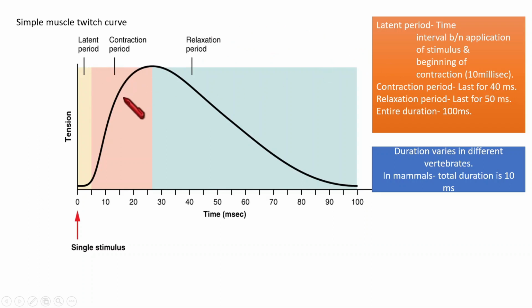After that, the contraction happens, the muscle contracts, and that period lasts for 40 milliseconds. And after that contraction comes the relaxation period, which is the longest period in the muscle twitch, and its duration is 50 milliseconds. The total duration of a muscle twitch can sum up to 100 milliseconds. This is the general concept. But that duration varies among different vertebrates. In the case of mammals, it requires only 10 milliseconds.